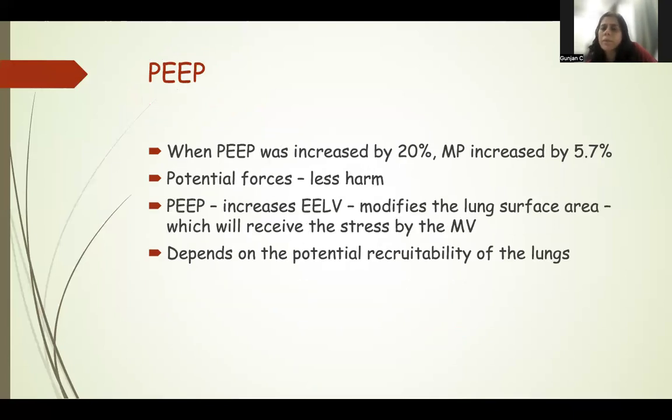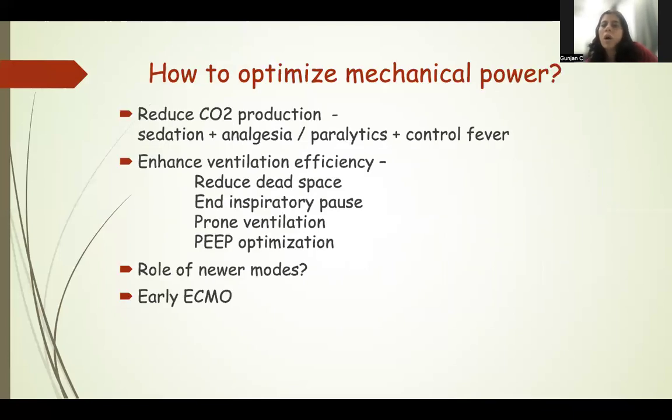Next, PEEP. The PEEP played the least amount of role in increasing the mechanical power. When the PEEP was increased by 20%, the mechanical power increased by 5.7%. It is more of a potential force that keeps the lungs open at one time, so probably it causes less harm. Also, PEEP increases the end expiratory lung volume. It modifies the lung surface area, which can take the stress given by the mechanical ventilator, and that is probably why the PEEP does not do harm. Given the potential recruitability of the lungs, if we give an optimum PEEP, it does not worsen the mechanical power as much.